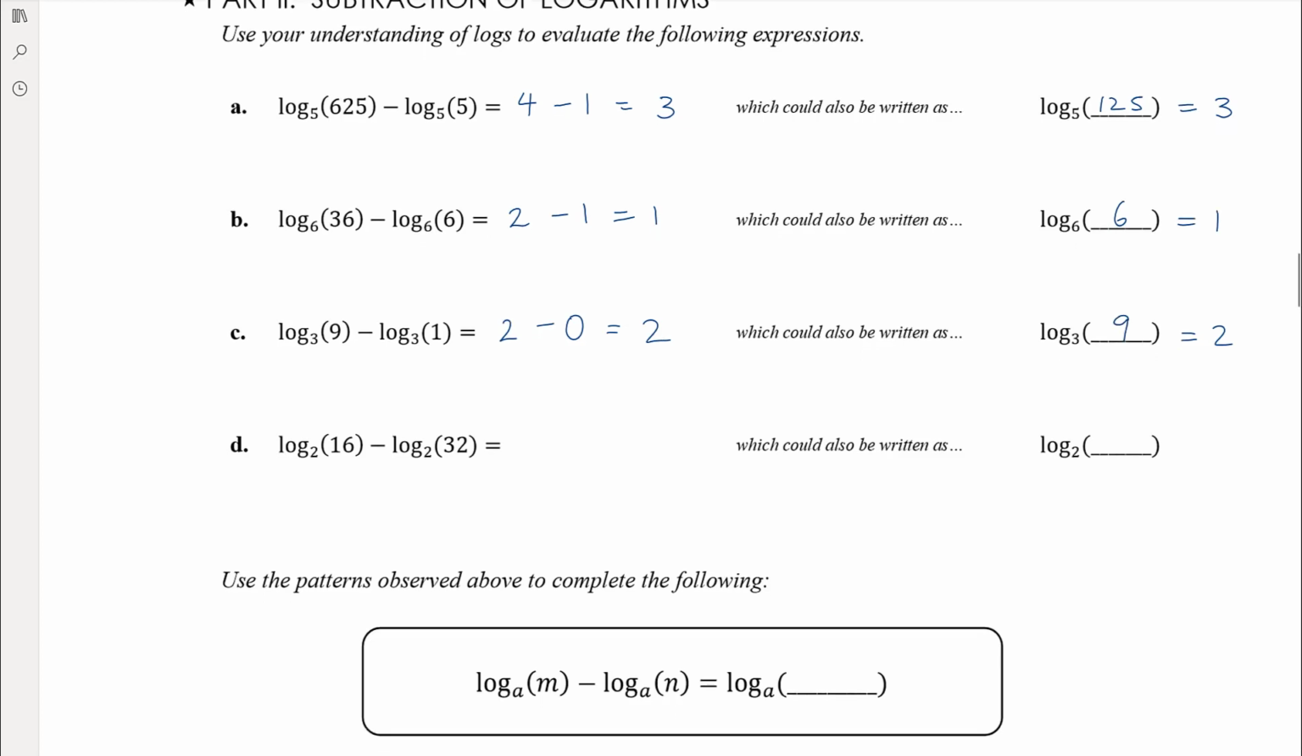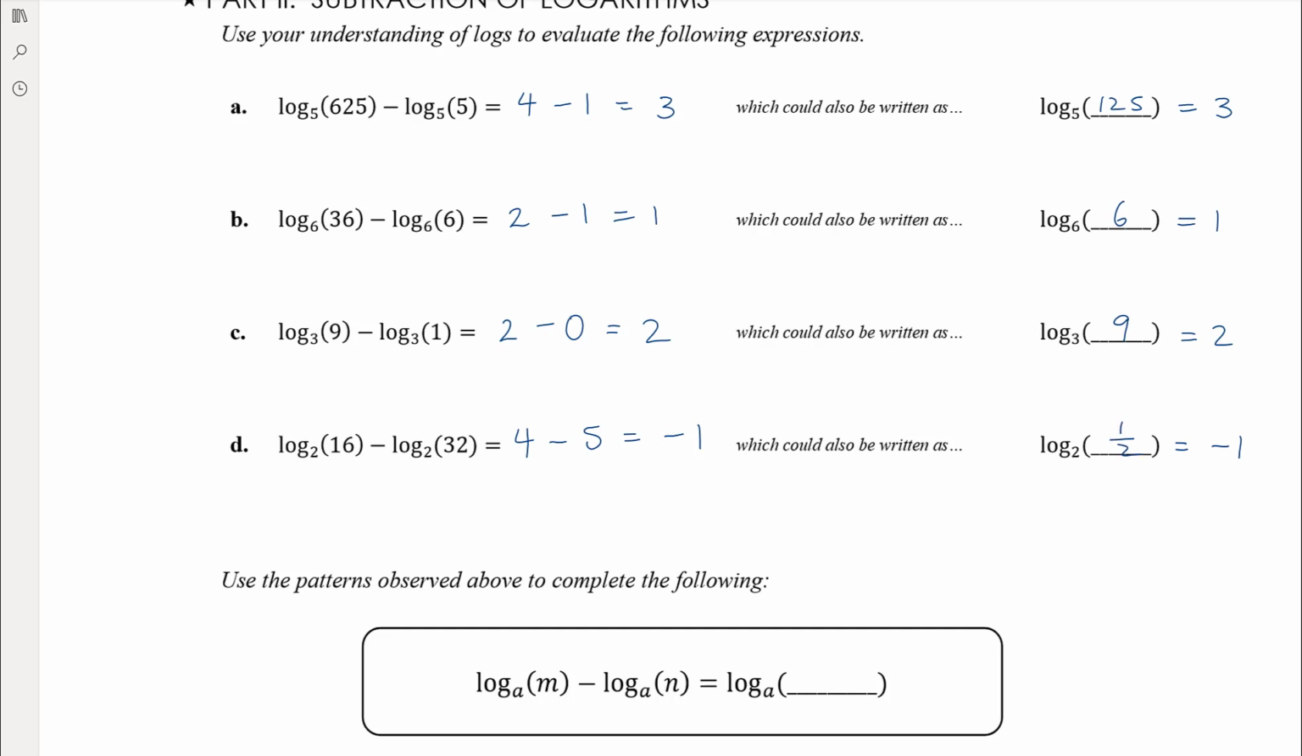And then the last one here, log base 2 of 16. 2 to the power of what is 16? That's 4. Minus log base 2 of 32. Well, that's 5. So that's negative 1. How do we write a single log with a base 2 equal to negative 1? That would be 2 to the power of negative 1, so that would be 1/2.